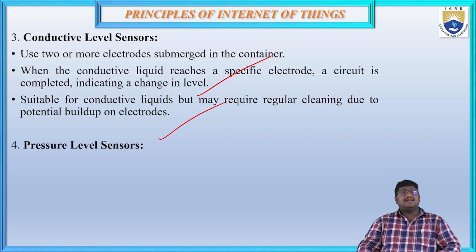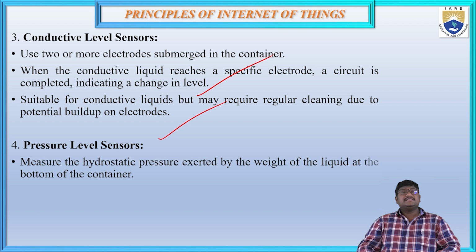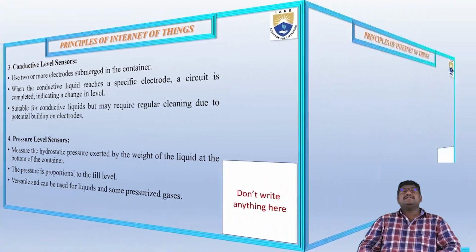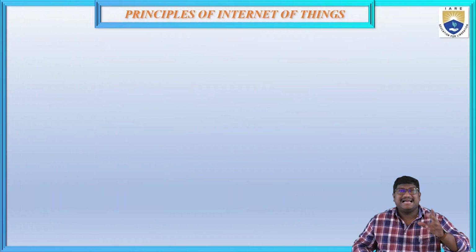And coming to the fourth one, pressure level sensor. What are these pressure level sensors? In pressure level sensors, we measure the hydrostatic pressure exerted by the weight of the liquid at the bottom of the container. This pressure is proportional to the fill level. It is also versatile, and can be used for liquids and for some pressured gases also.